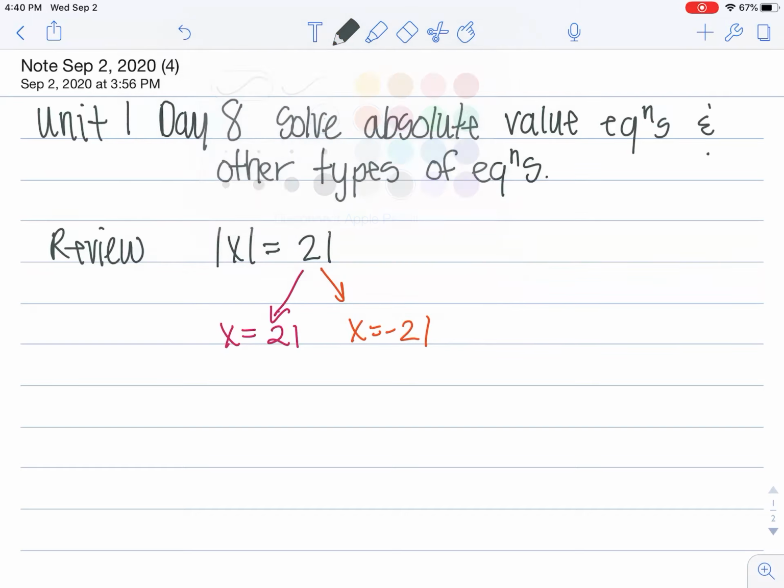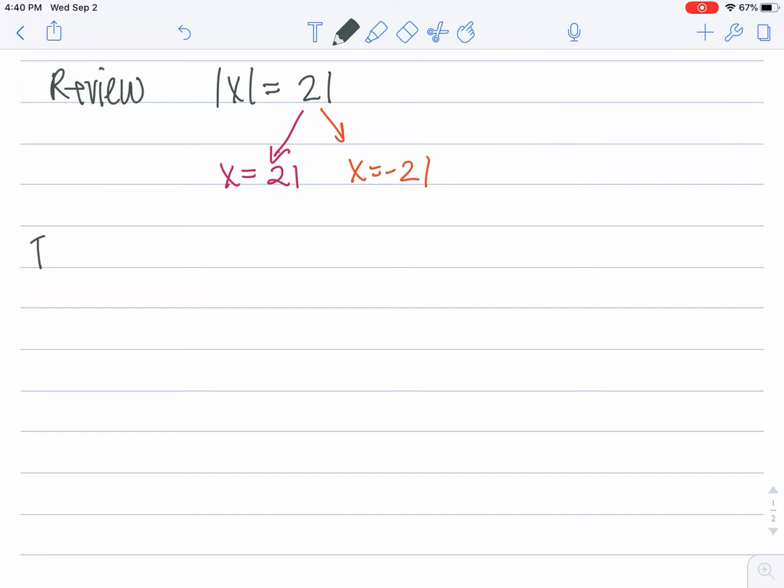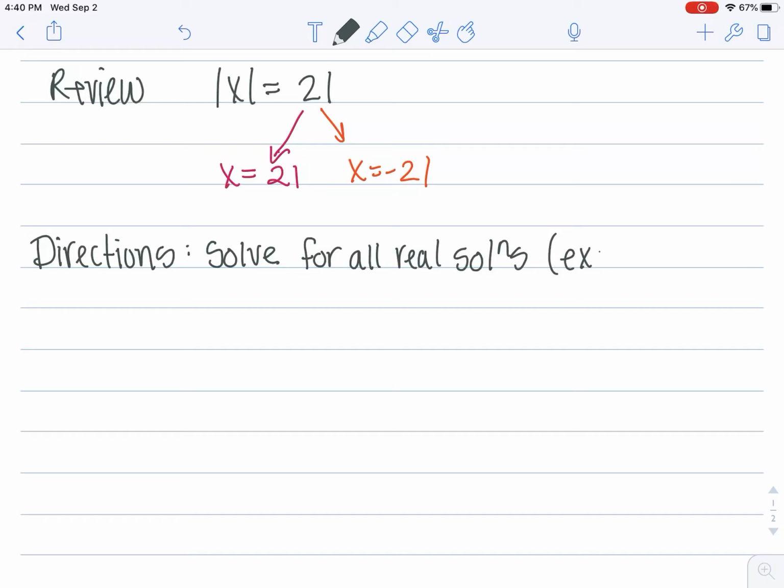So let's just jump right into problems. So first off, we got some directions. Let's solve for all real solutions, and we'll do exact or approximate depending on the problem. So let's just jump into example 1 and say the absolute value of 3x minus 1 is equal to 8.